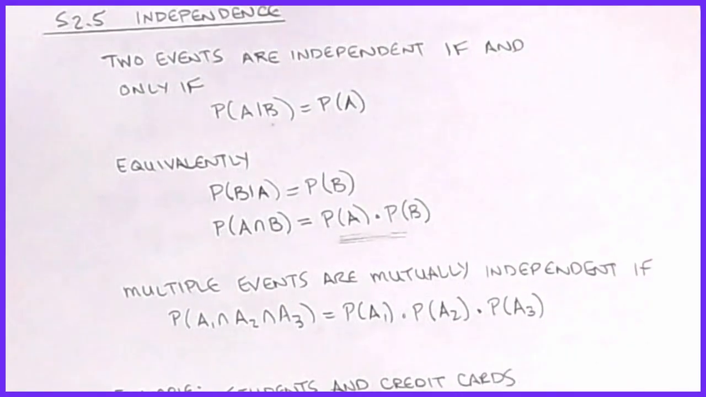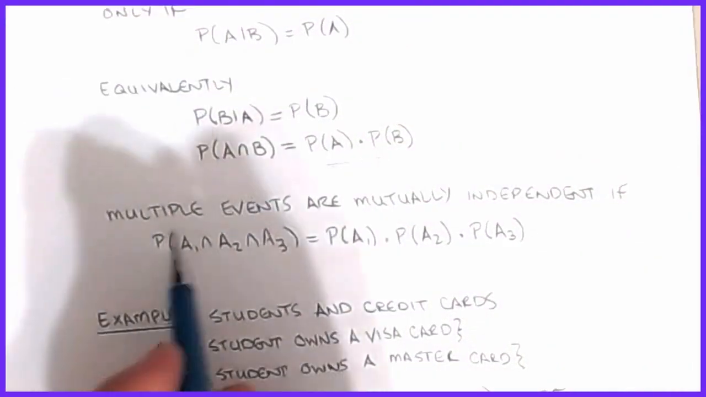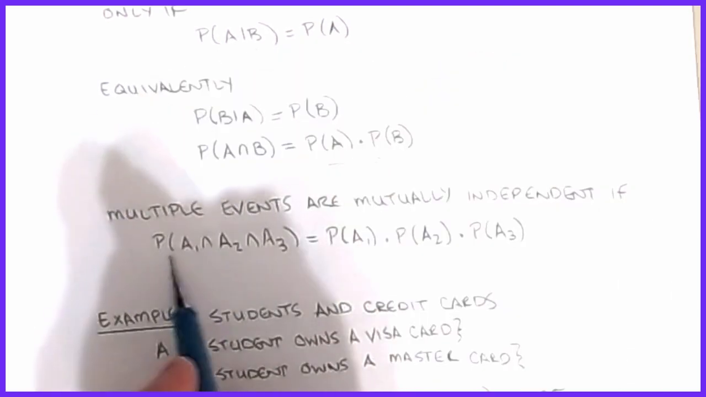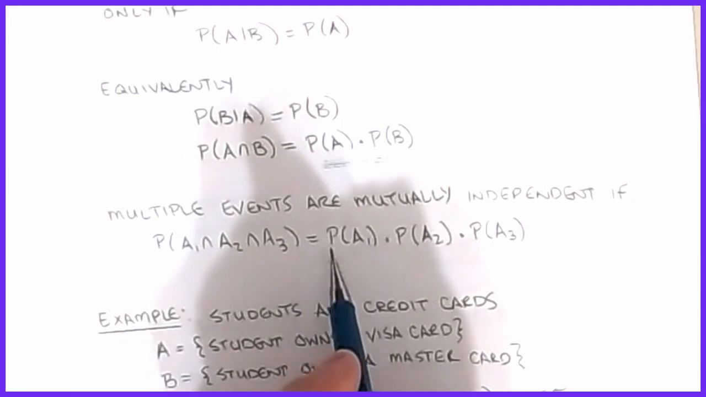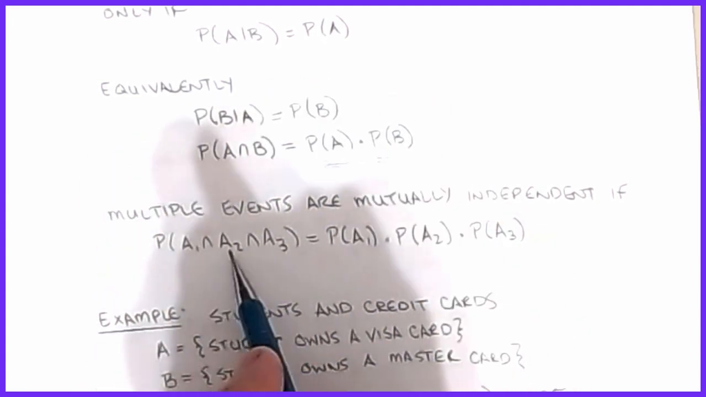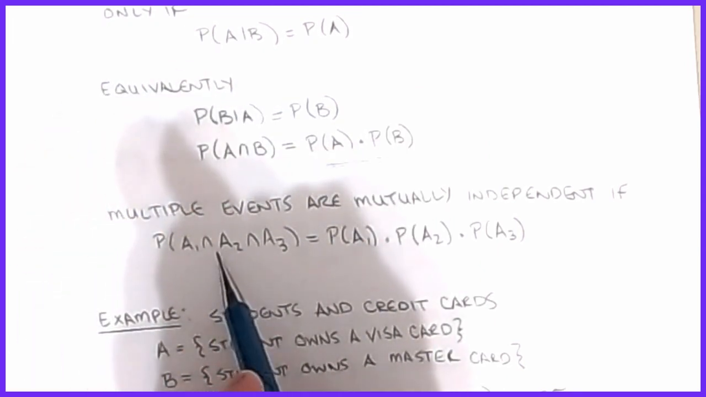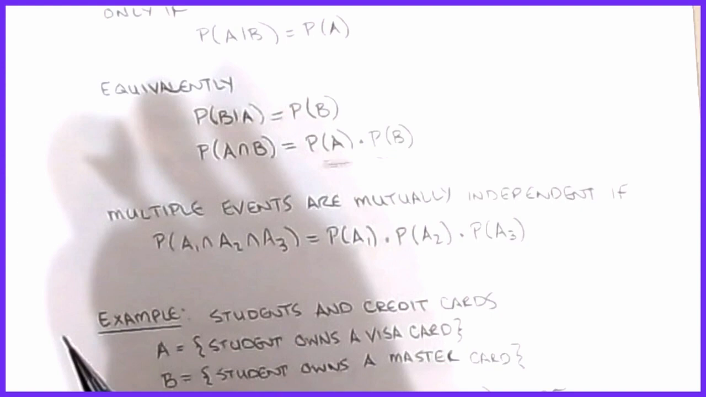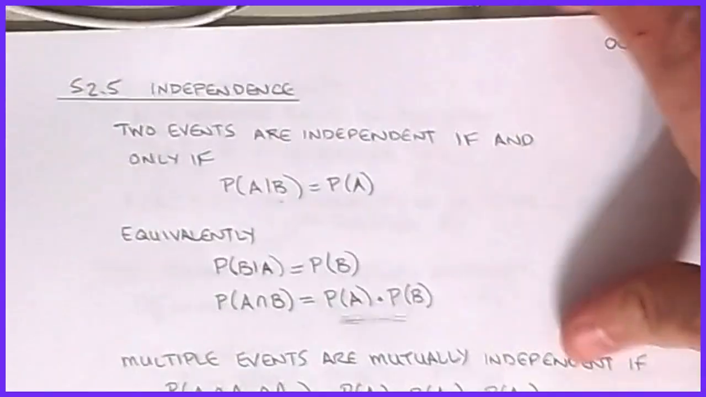All right, now we can do tests for multiple events. Multiple events are mutually independent if the probability of A1 intersect A2 intersect A3 is the probability of A1 times the probability of A2 times the probability of A3. So it's this guy times this guy times this guy. These intersection operators basically become multipliers for the raw probability. That's kind of cool. So let's try one and give you a sense of what independence is doing.